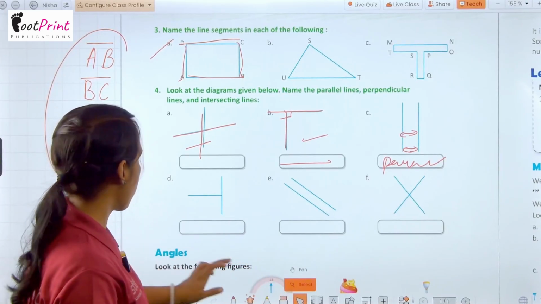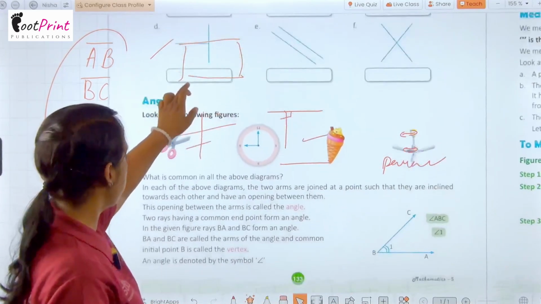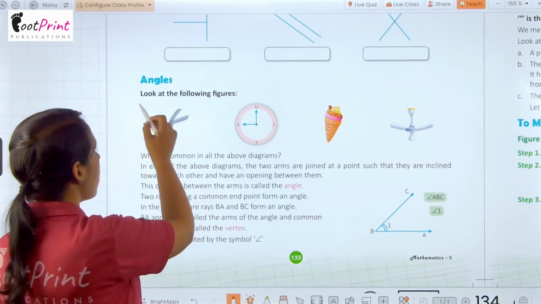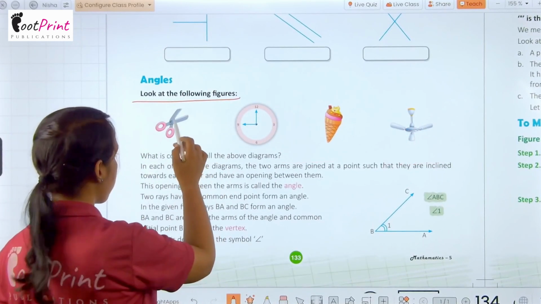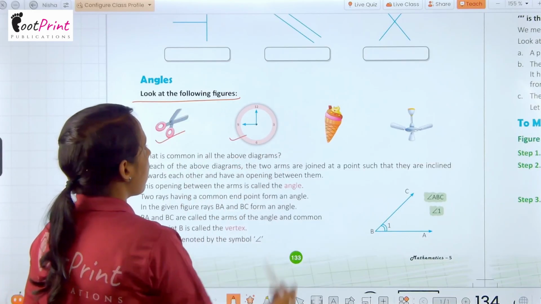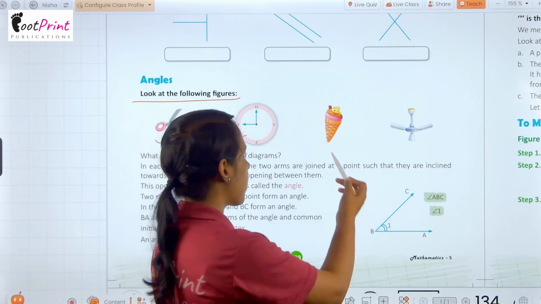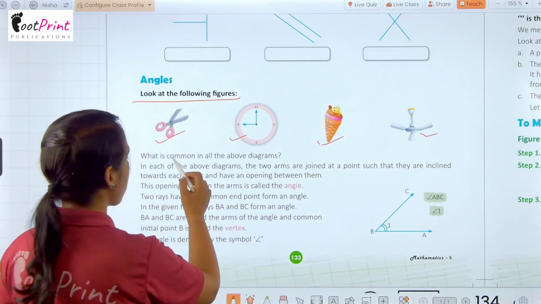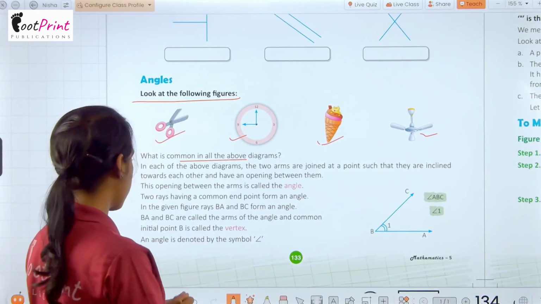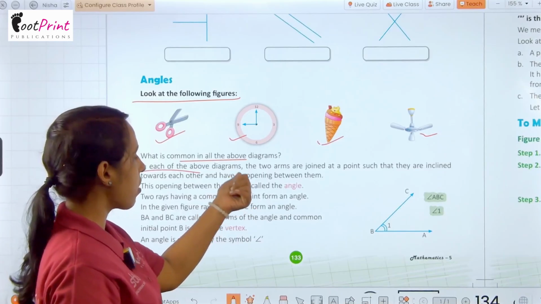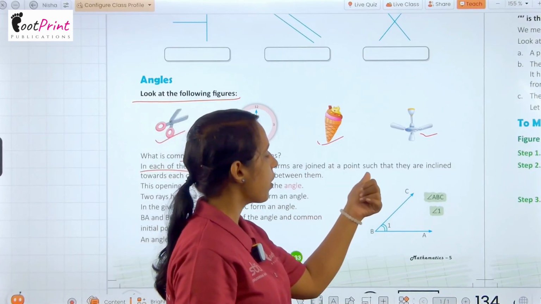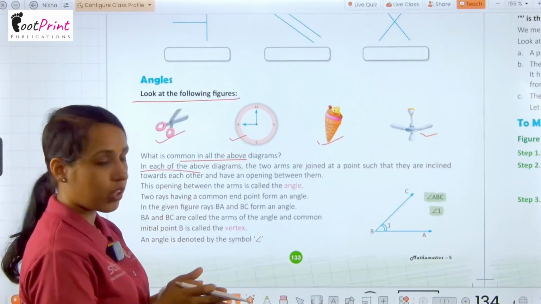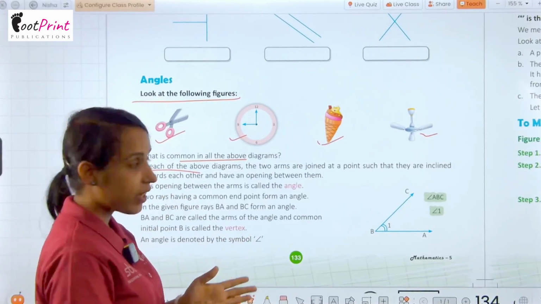Okay, now we are moving towards the next topic, that is angle. So what is angle? Let's see here. Look at the following figure. So here we have a scissor, clock, ice cream cone and a fan. Okay. So what is common in all the above diagrams? Let's see here. In each of the above diagrams, the 2 arms are joined at a point such that they are inclined towards each other and have an opening between them.